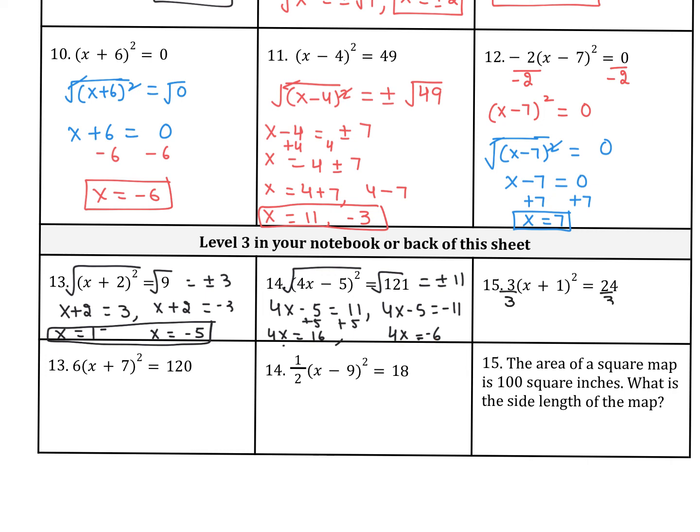Divide 3, x squared plus 1 equals 8. When you take the square root on both sides, you got x plus 1 equals plus or minus 2 square root 2. Subtract 1, x equals negative 1 plus or minus 2 square root 2.